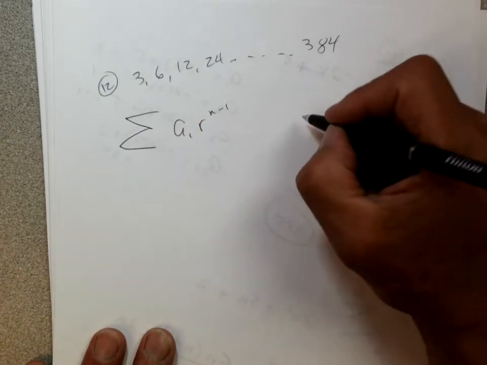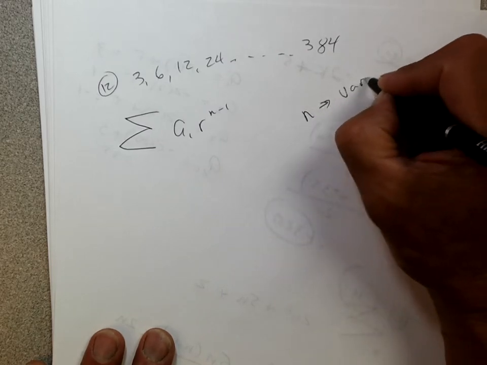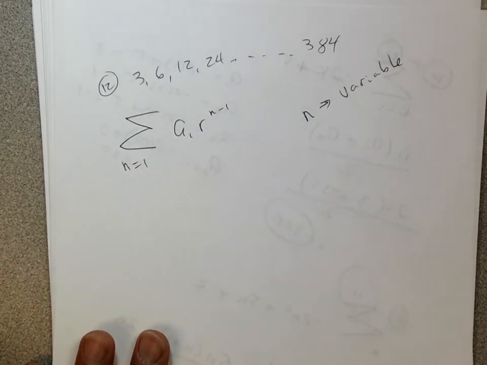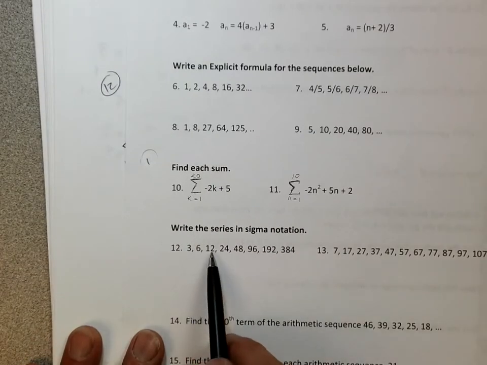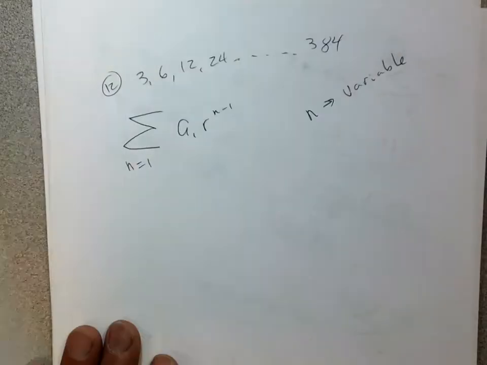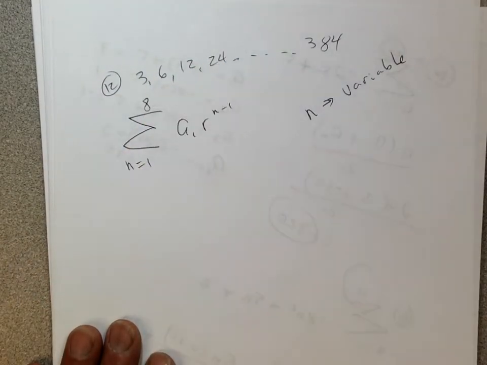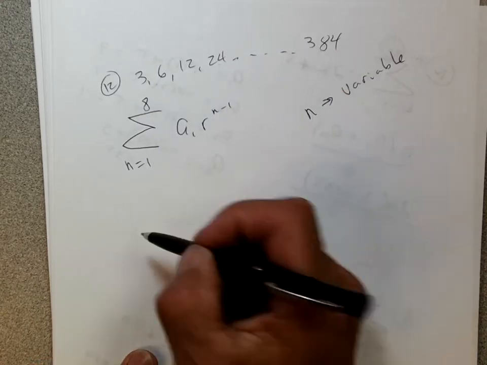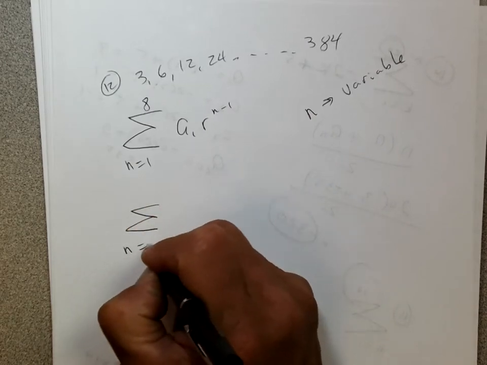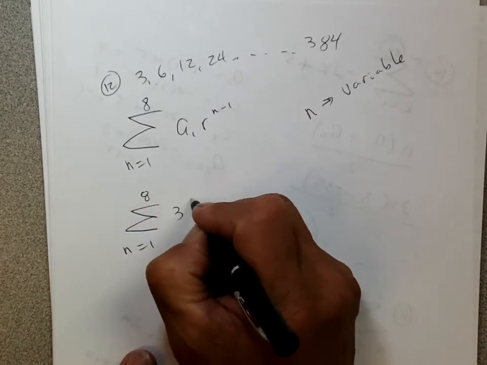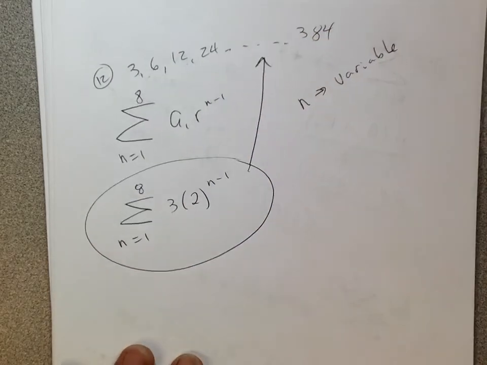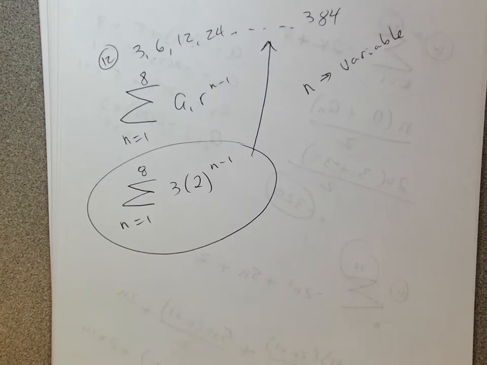Since we're making a formula, keep n as a variable. So n equals 1, and how many terms are there? There are 1, 2, 3, 4, 5, 6, 7, 8 terms, so we go from 1 to 8. So it's the sum from n equals 1 to 8 of 3 times 2 to the n minus 1 power. That will make that series. Oh, interesting.